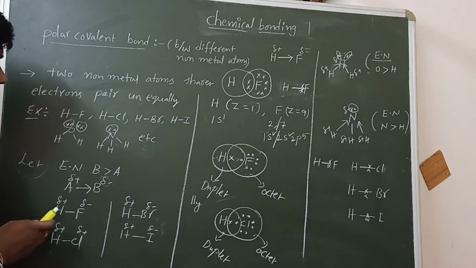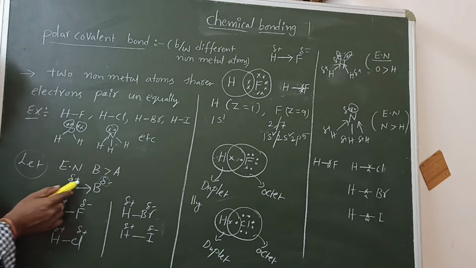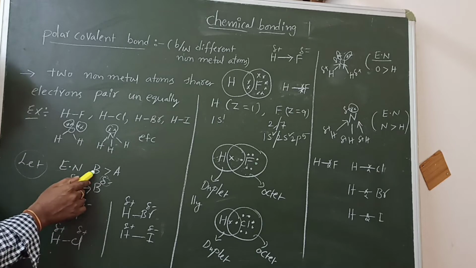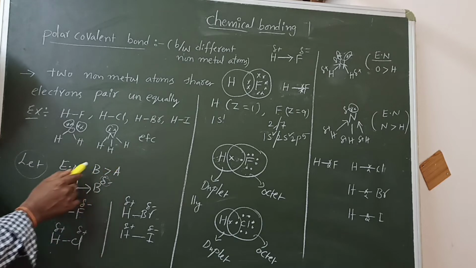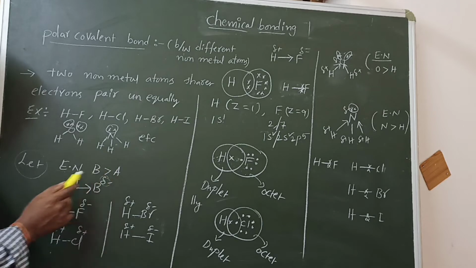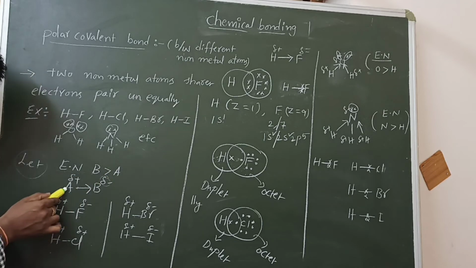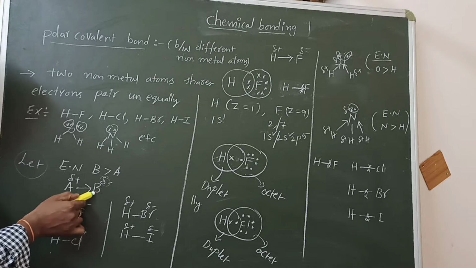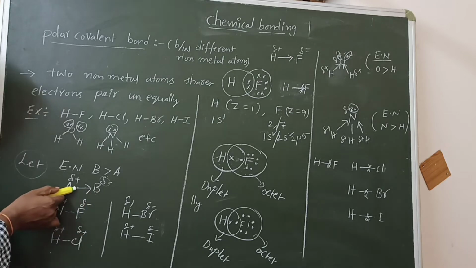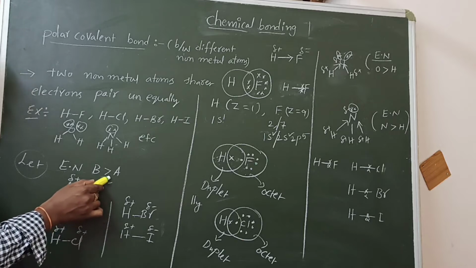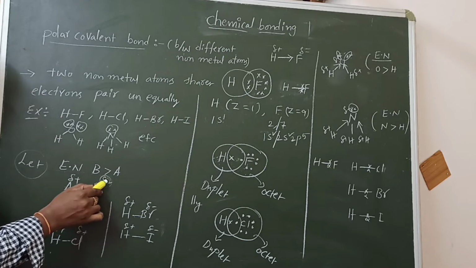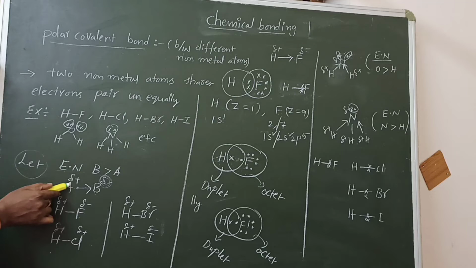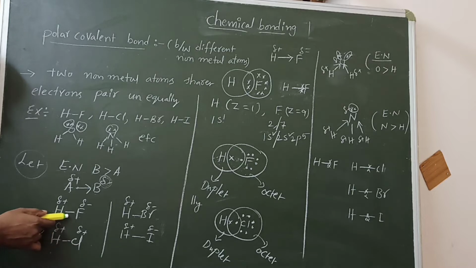Now let us take one general example. Let us take B greater than A, that is, the electronegativity of B is greater than A. Due to the higher electronegativity of B, the bonding electrons are pushed towards the B side, from the A side to the B side. So the B atom gets a partial negative charge, whereas the A atom gets a partial positive charge.